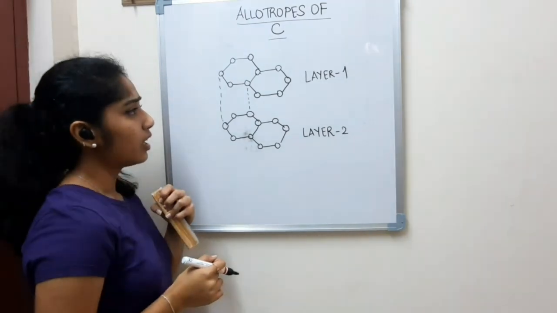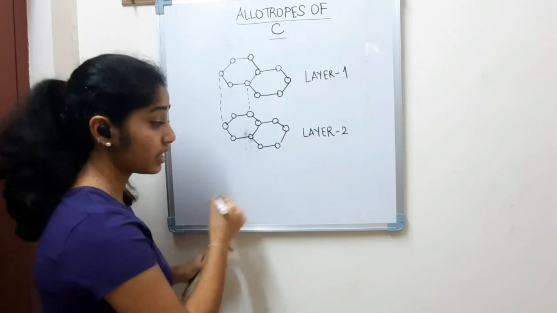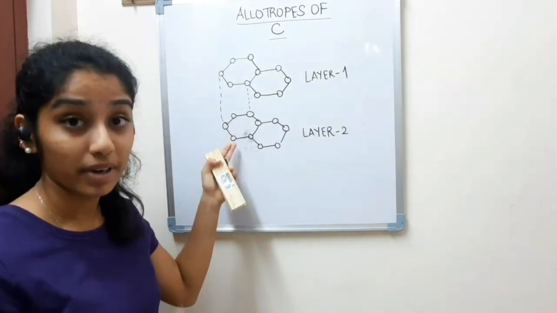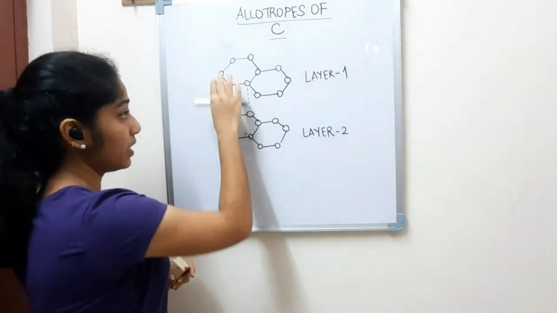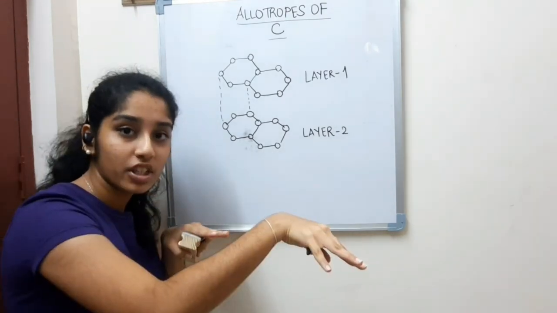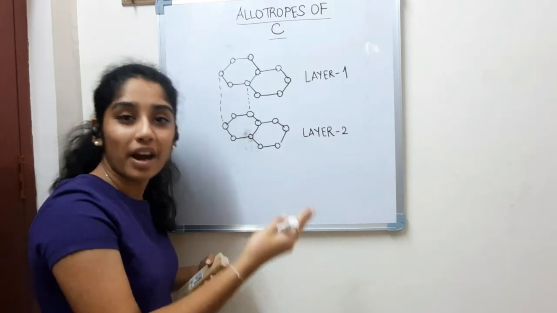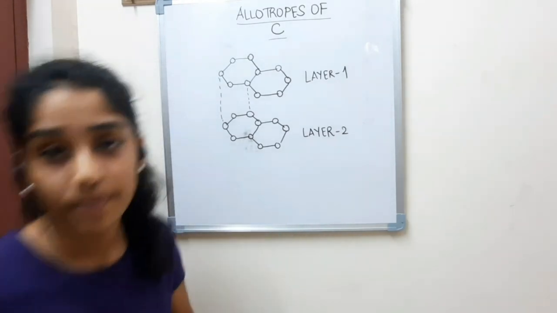We know that graphite is really slippery and easy to write with because of the arrangement of carbon atoms. Due to these weak forces, the layers tend to slip on each other, and that's why we're able to write with graphite easily. Okay, so that's about graphite.